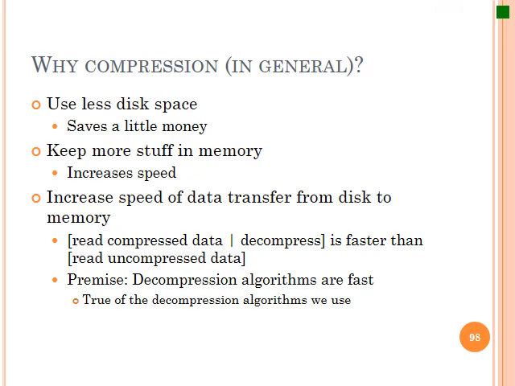So in general, once you compress the dictionaries and the postings, you use less disk space, and it is possible that you can keep the entire dictionary in the memory. That will speed up your process. You can also increase the speed of disk transfers if you compress stuff. The idea is that if you read compressed data and then decompress it, that is faster than reading uncompressed data directly. But of course, that idea works only if your decompressing algorithm is fast enough.